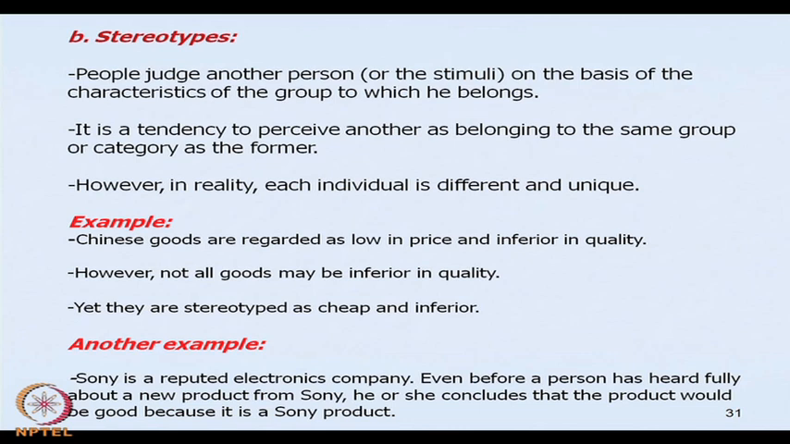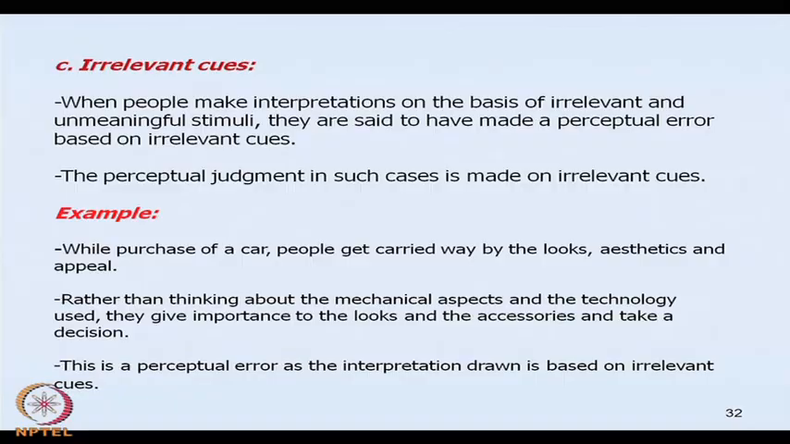Sony is a good company, it's a good brand. Somebody who has a product from Sony always concludes that any new model which comes from Sony will also be good. So we are stereotyping this, which may or may not always be correct. Irrelevant cues are when people make interpretations based on unmeaningful stimuli or irrelevant cues. We say that the error has been made because of irrelevant cues.